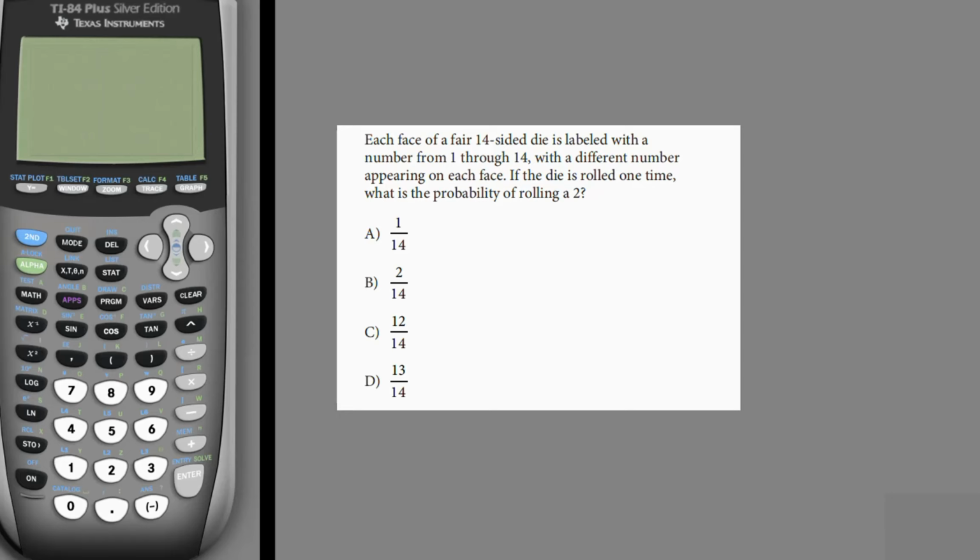It says each face of a fair 14-sided die is labeled with a number from 1 through 14, with a different number appearing on each face. If the die is rolled one time, what's the probability of rolling a 2? So we have these options.